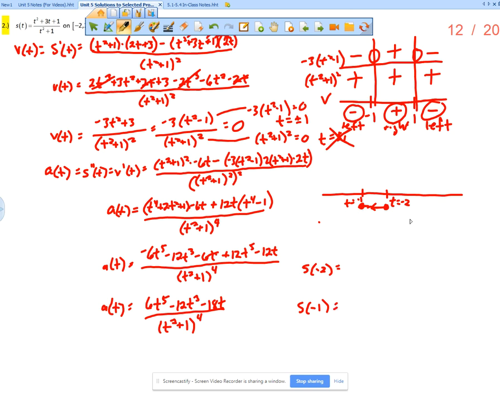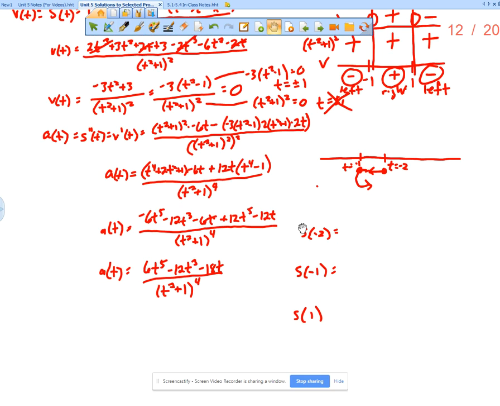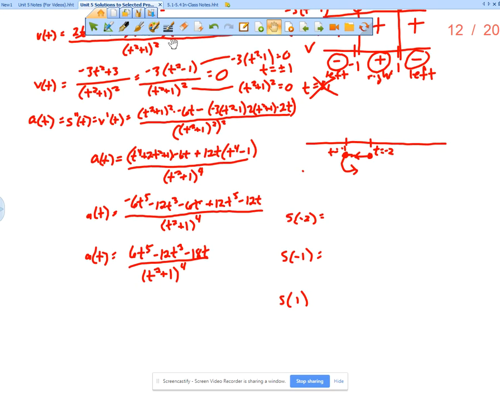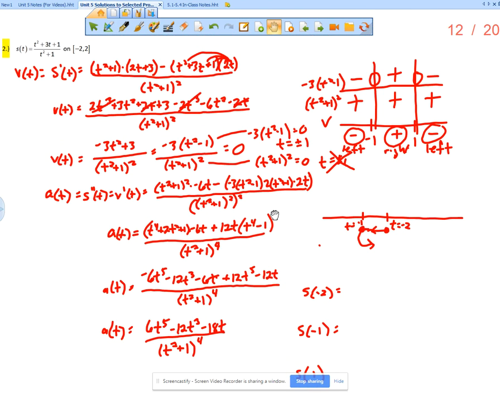Then I'm going to travel to the right, and then I need to know how far I get at t equals positive 1. So s equals positive 1. And then I need to know where I end up at the end point of t equals 2, so I'm going to do another s equals 2. All right, so s of negative 2. So I need to look at my original function.